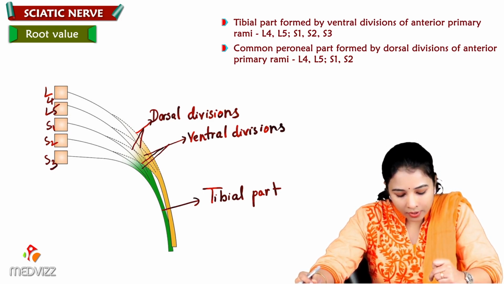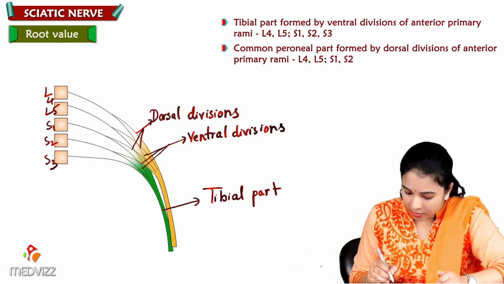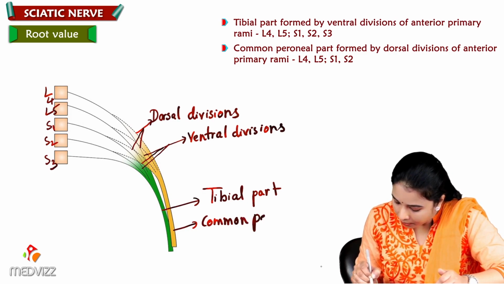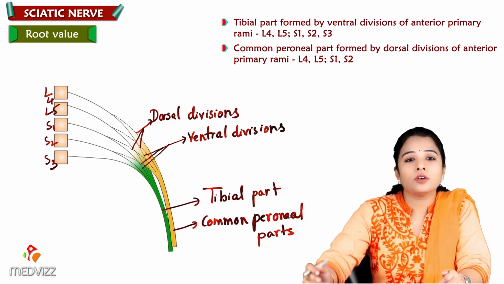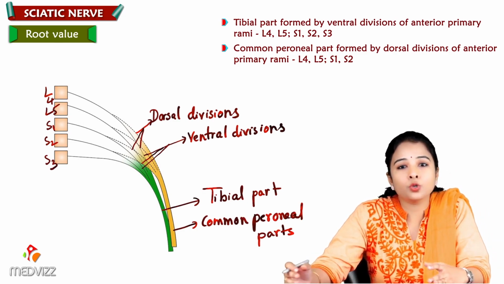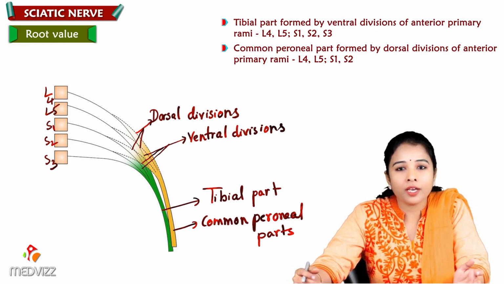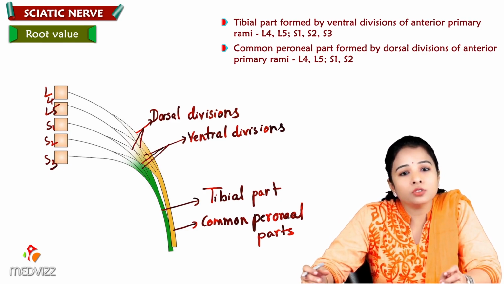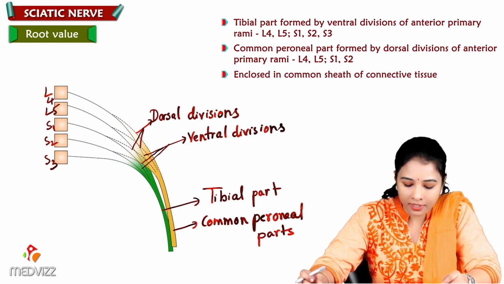We are seeing L4, L5, S1, S2. These spinal segments give rise to the common peroneal part. So that is how the sciatic nerve originates in two parts, the tibial part and the common peroneal part, where we have to know the root value separately for both components. These two parts are usually enclosed in a common sheath of connective tissue.